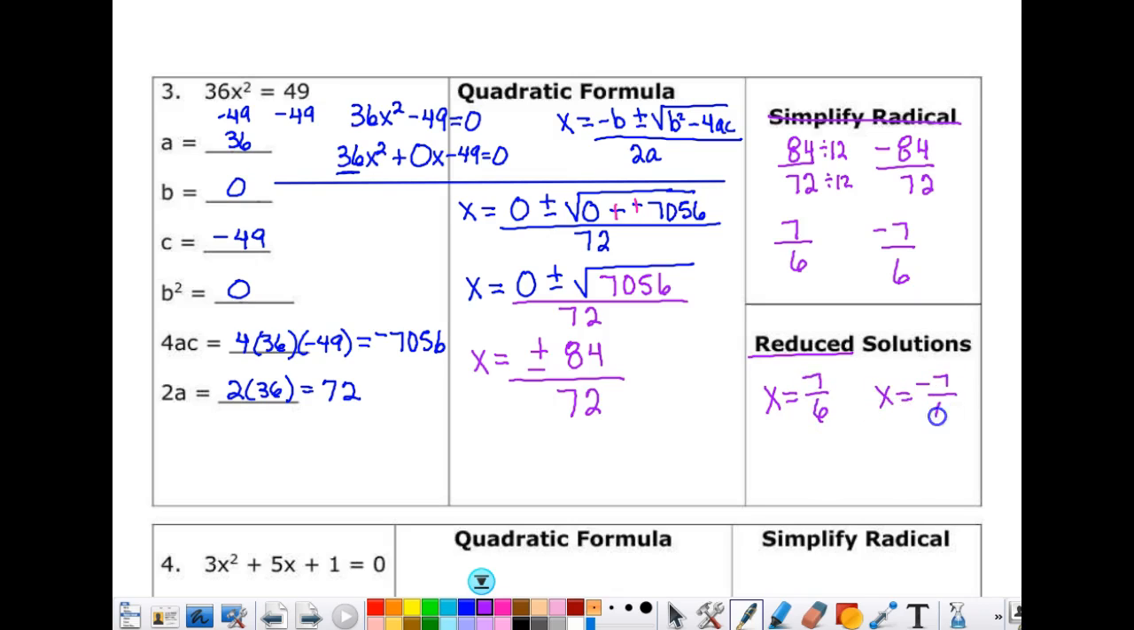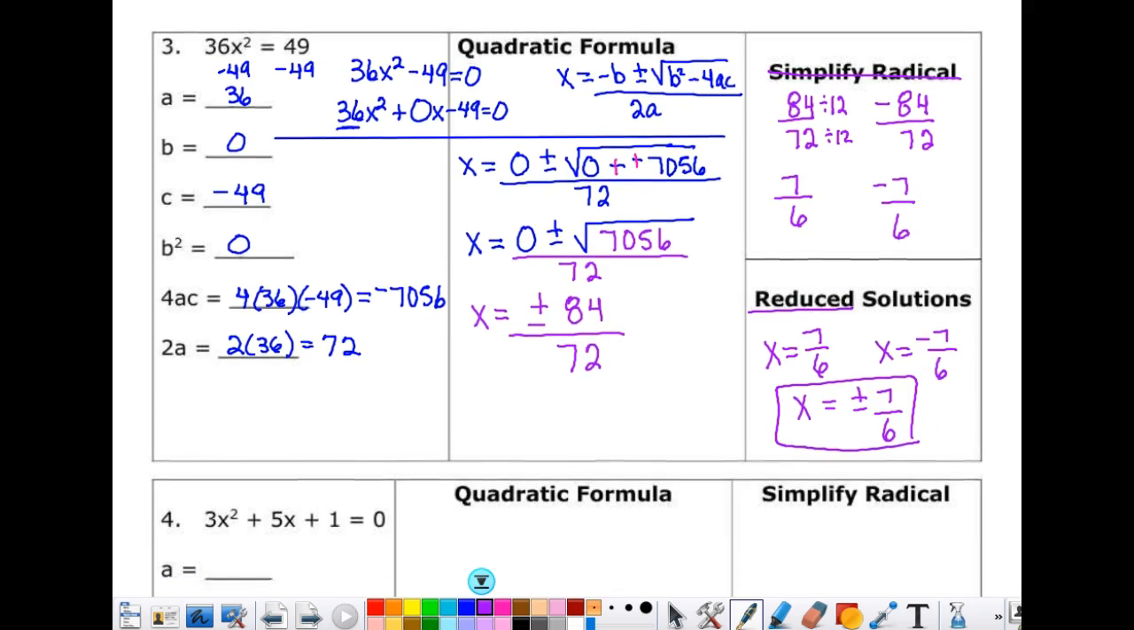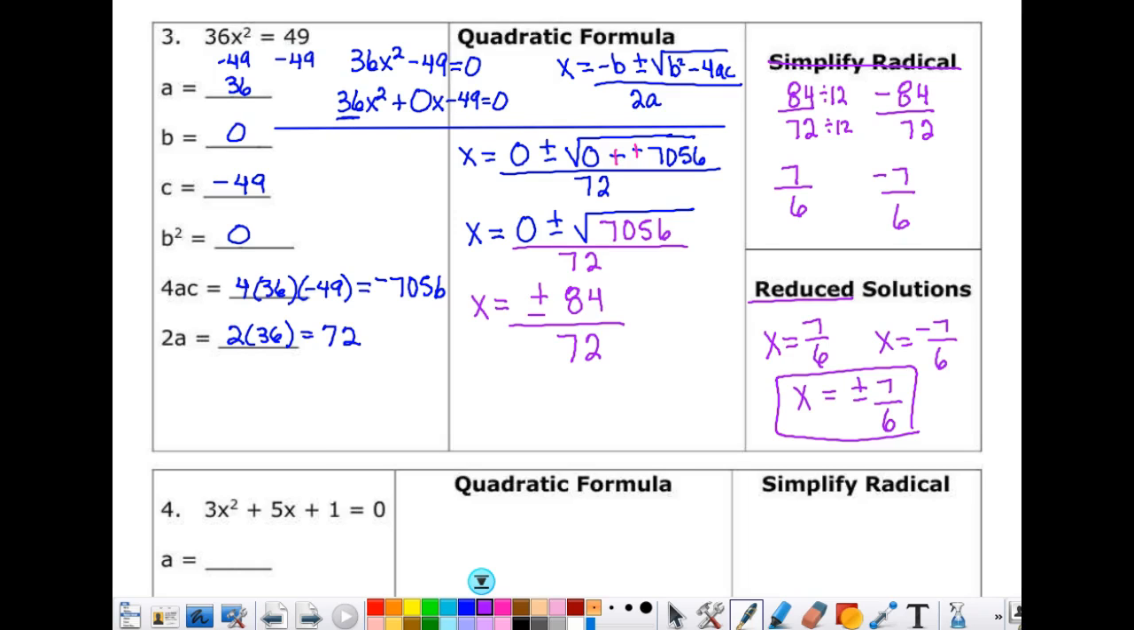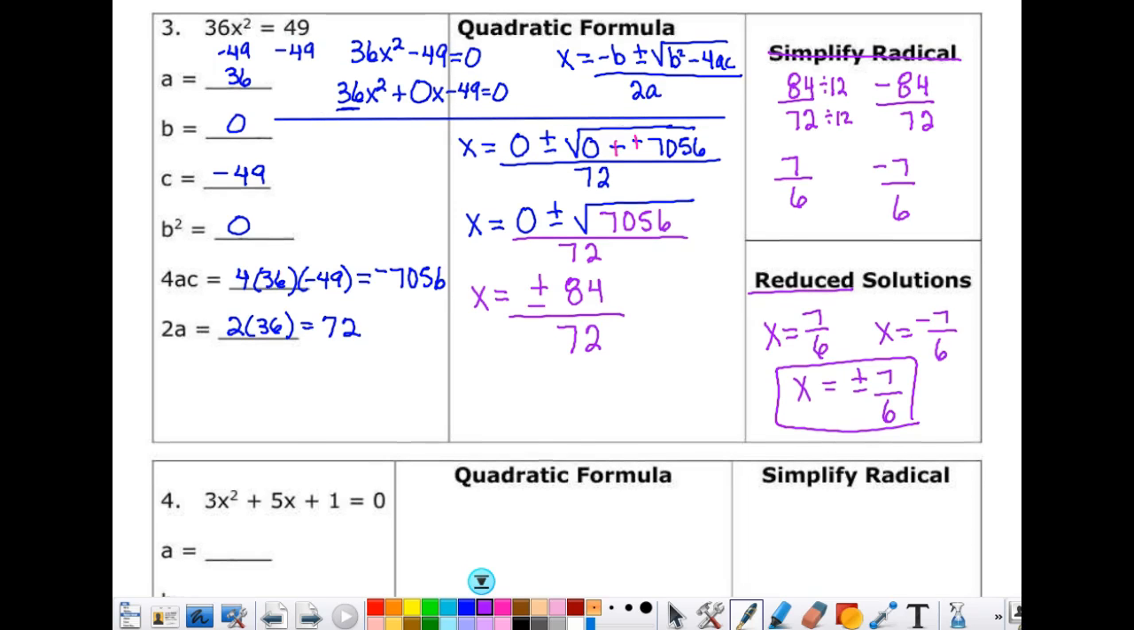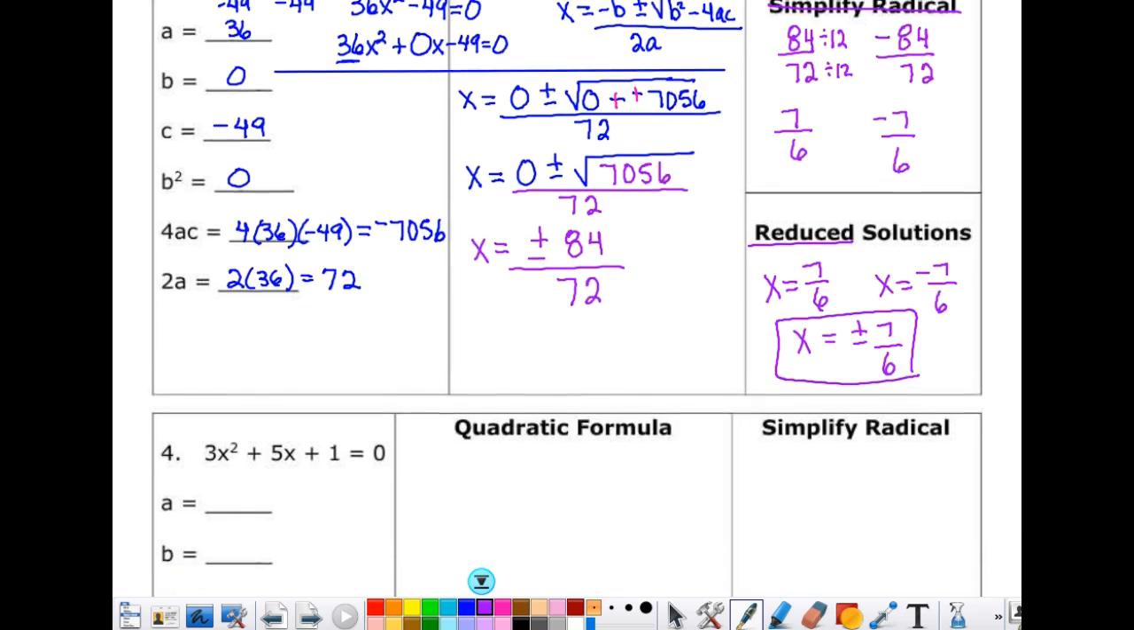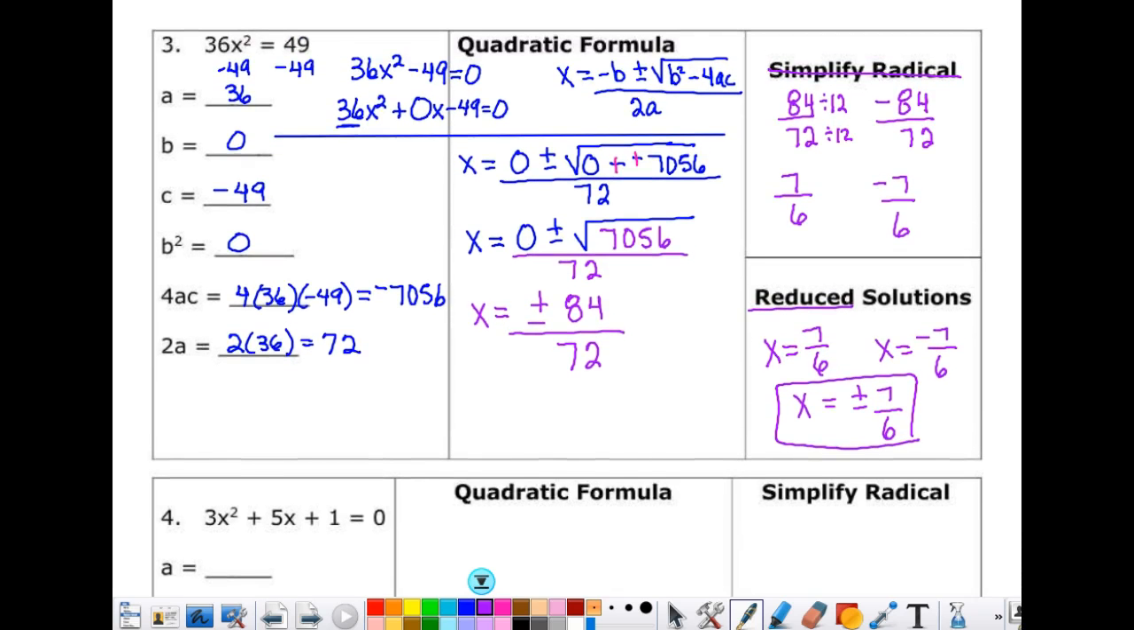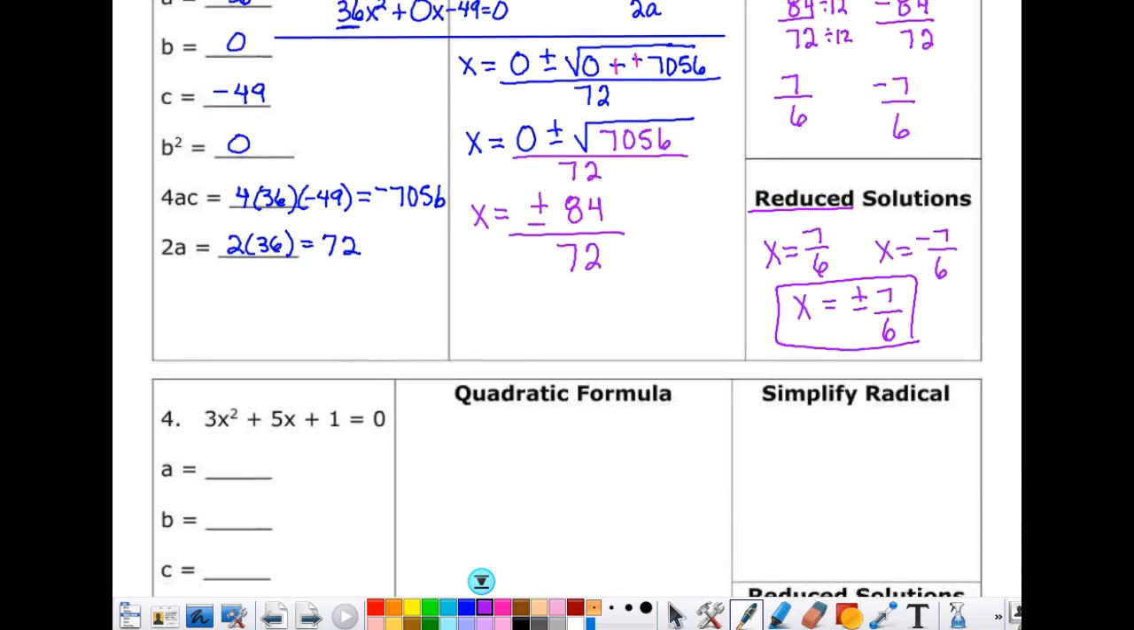And sometimes your teacher would probably accept this as an answer, so you'll just have to check with your teacher how they want you to write it. I tend to accept both. So there's one, maybe a special case, where it's actually a difference of 2 squares back when we factored.